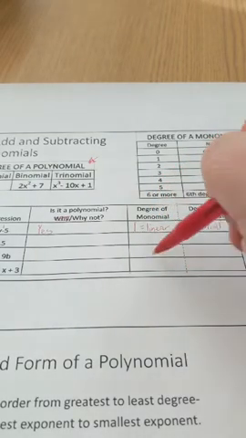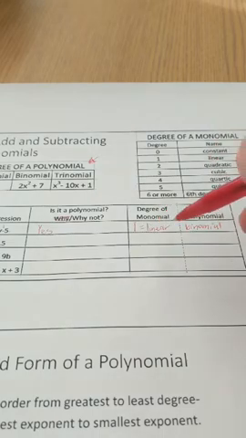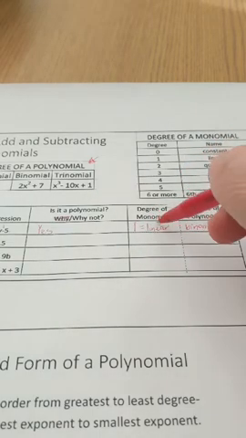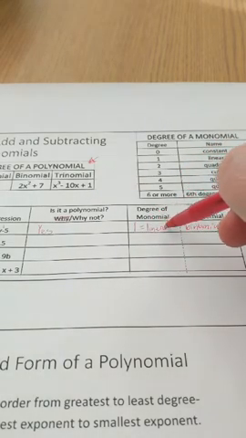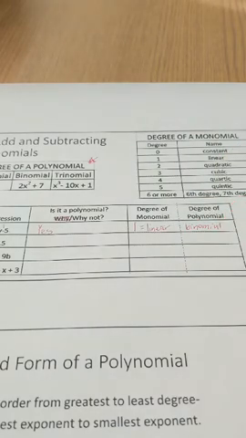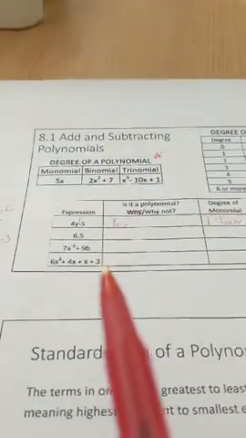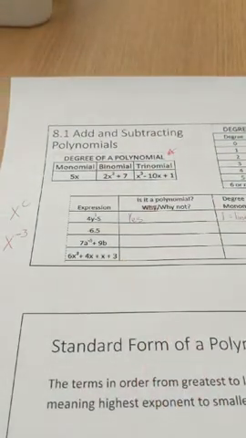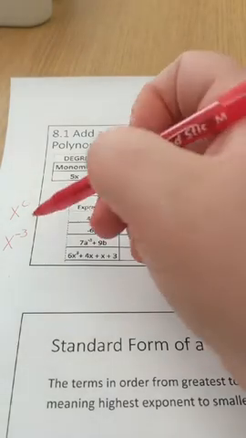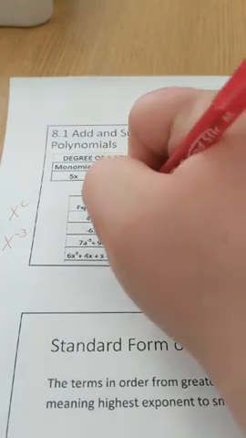And just so you know, these two columns, they're not connected to each other. So if you have something that's linear, it doesn't necessarily mean that it's binomial. So they're not connected in answers. So then we have the negative 6.5. And while that may seem like it's not a polynomial, there's nothing weird like this. So yes, it is a polynomial.